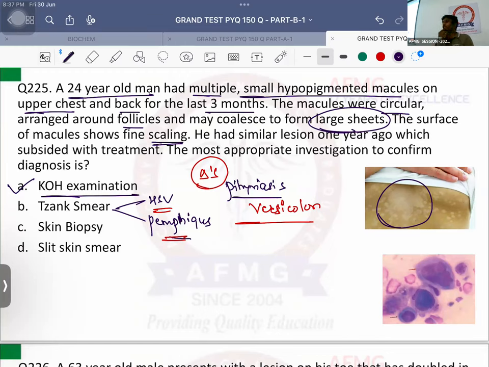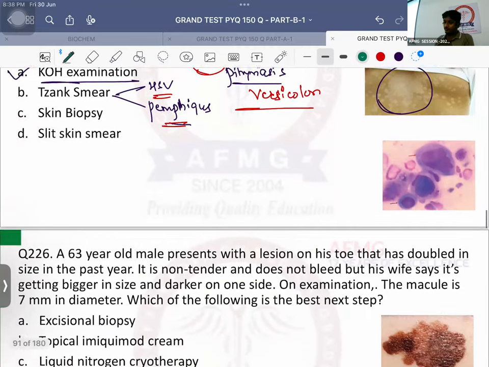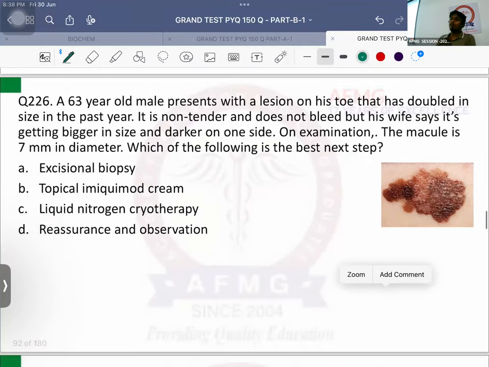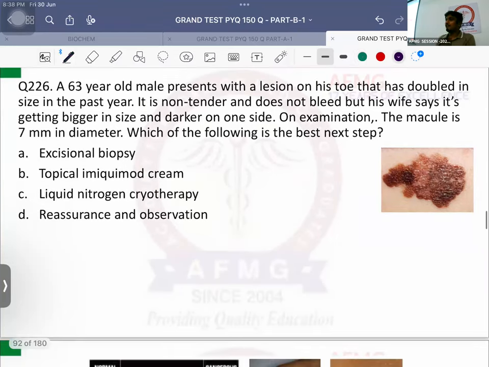Get a mount appearance on KOH mount treatment. Azole derivatives, but better is the cream. Better is the cream. Sulfadiazine cream is usually preferred as well.